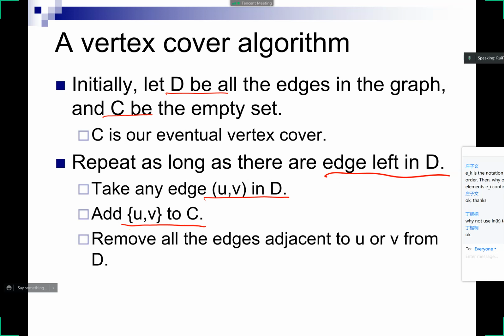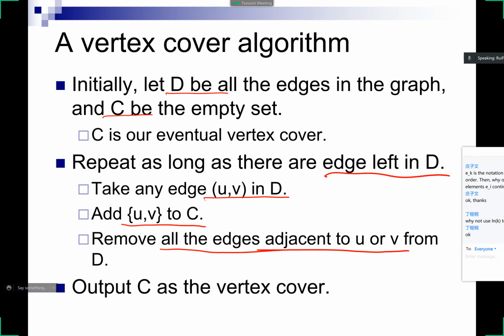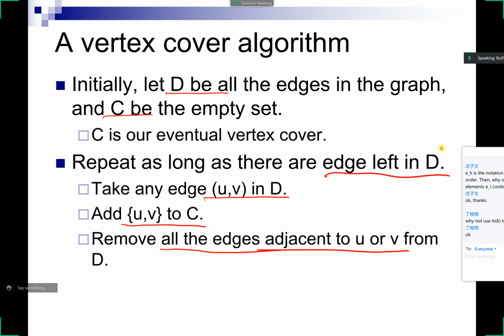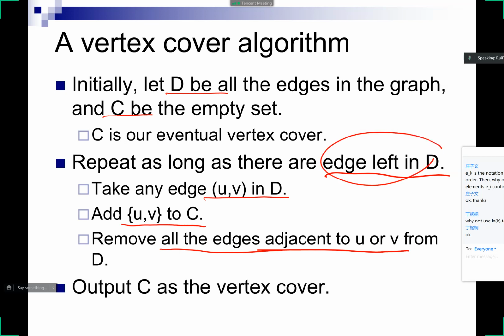Okay, we're going to select both endpoints. After doing that, once you select U, you cover all of the edges adjacent to U. And once you select V, you also cover all of the edges adjacent to V. Therefore, after you add U and V to your vertex cover, you're going to remove all of the edges adjacent to either U or V from D, because you've already covered them. And then you just keep doing this as long as you have some uncovered edges. In the end, you just output C as your vertex cover.